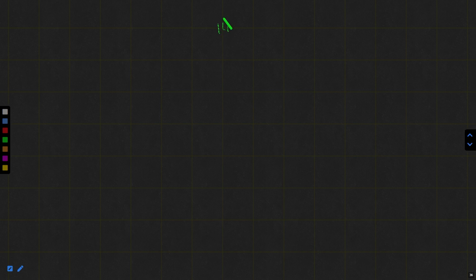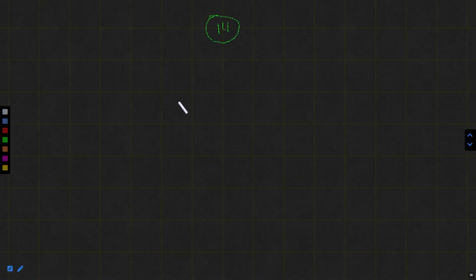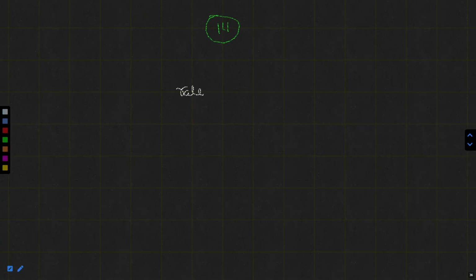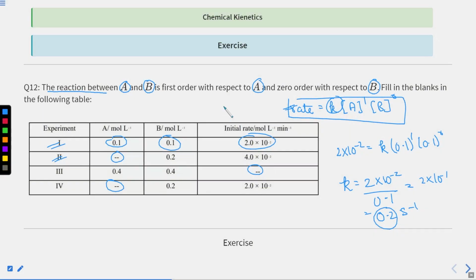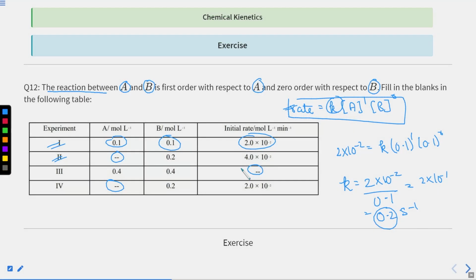Now next, for the third set of experiment, how will you write it? Basically rate is equals to K. The rate is not given, we have to find the rate actually. So rate will be equals to K. K value is 0.2, A value is 0.4 raised to the power 1, and B value is also 0.4 raised to the power 0. That would give us 0.08 or 8 into 10 to the power minus 2. So this will be our value for rate. This is 0.2. Next blank, it is 4.